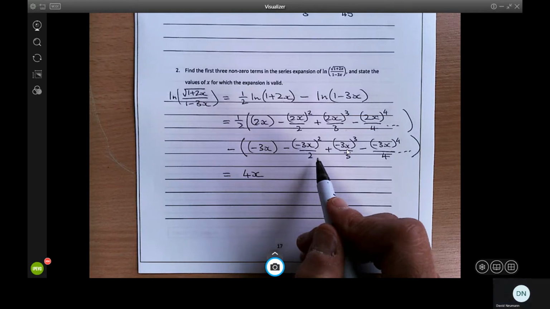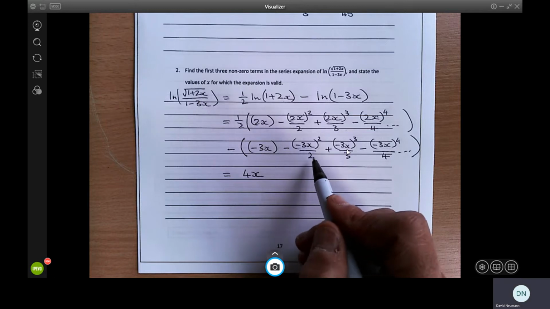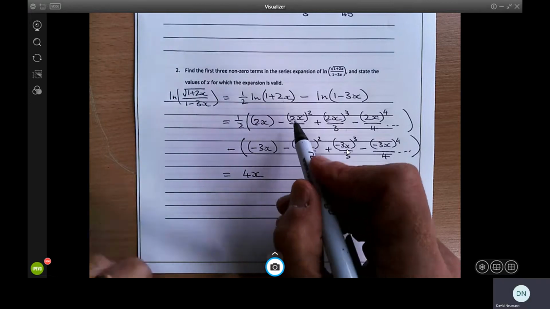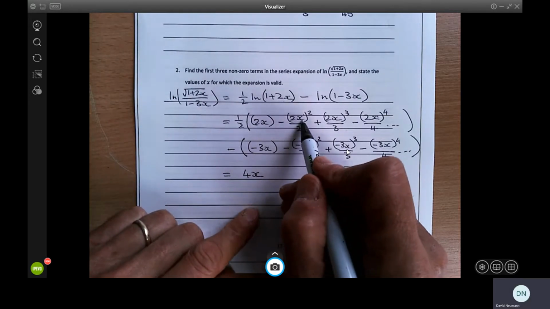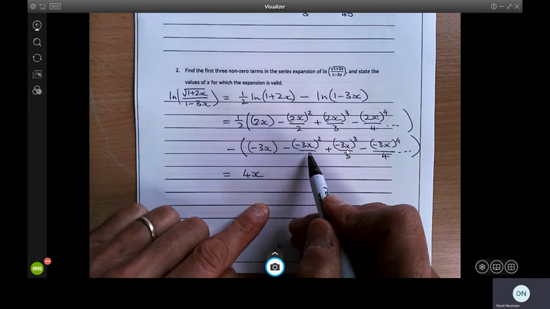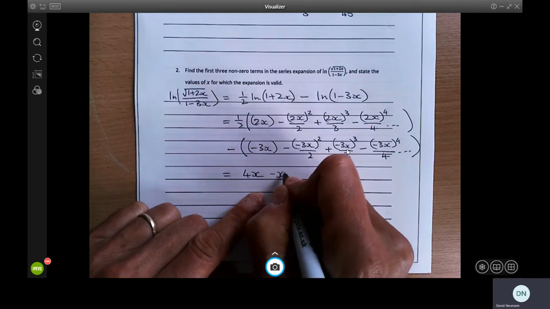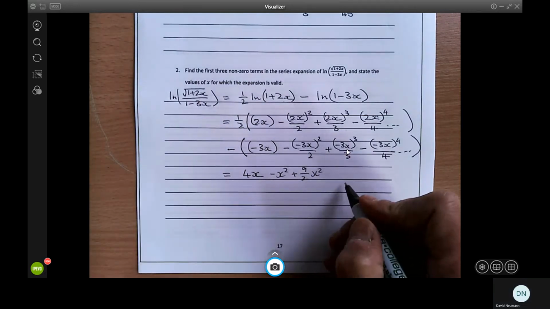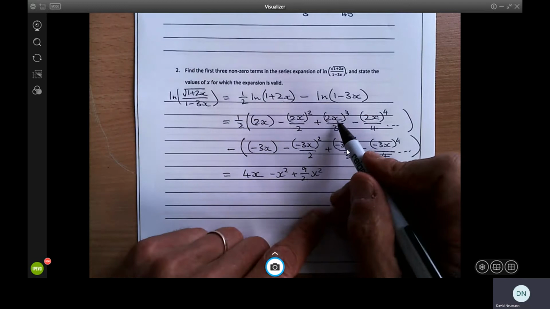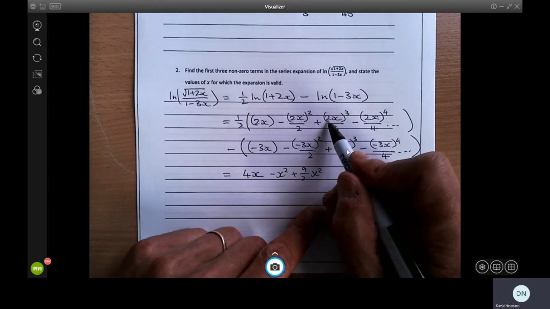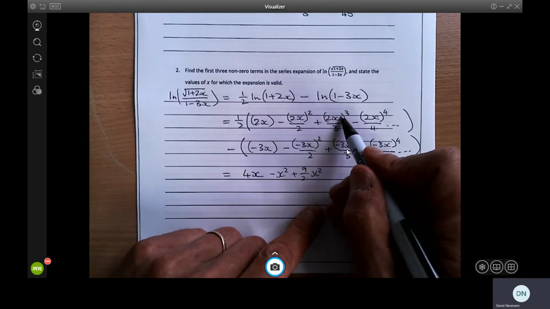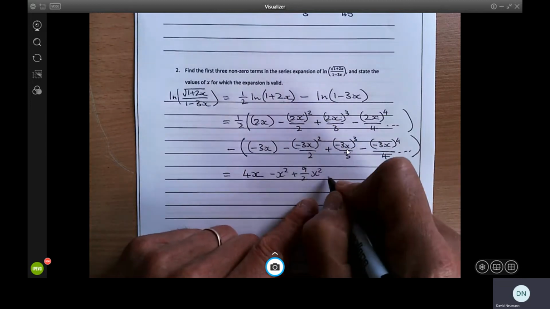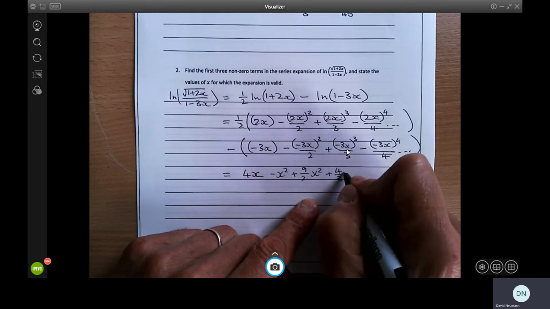Is that right? So we've got, so this is minus x squared. This is plus 9 over 2x squared. So minus x squared plus 9 over 2x squared. Let's look at x cubed. This is going to be 8 over 3, but times a half. So 4 over 3x squared. So plus 4 over 3x squared.